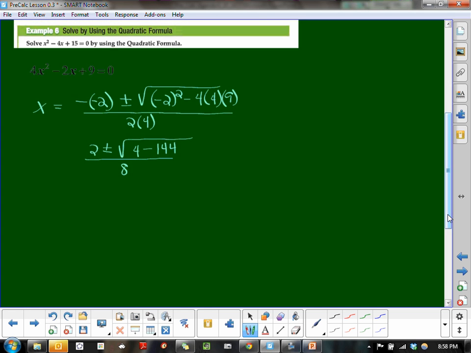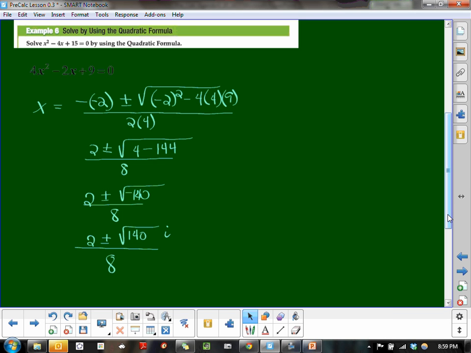Now we'll do another round of simplifying. That means you have 2 plus or minus the square root of a -140 all over 8. Once again, we're going to have a complex solution, so it's going to be 2 plus or minus the square root of 140i all over 8. Now we're going to work with these radicals. What we have to make sure is we put these in simplest radical form. So what I want to search for is, for that 140, are there any perfect squares that go into 140? For instance, does 4 go into 140 evenly?